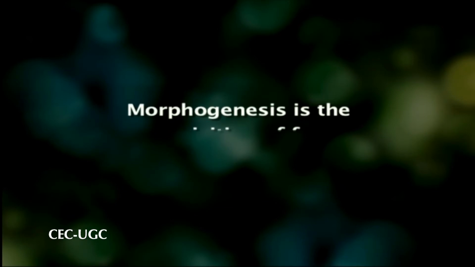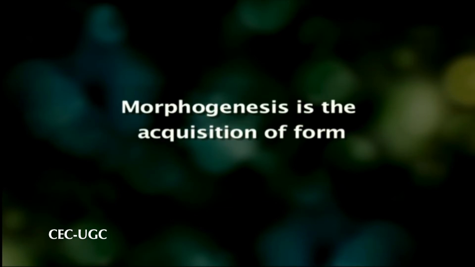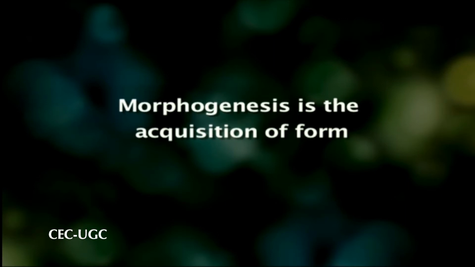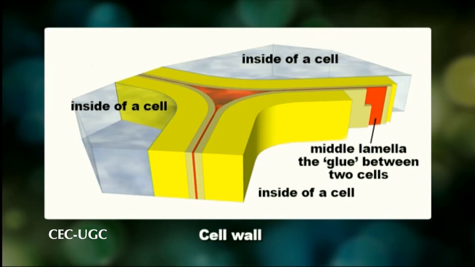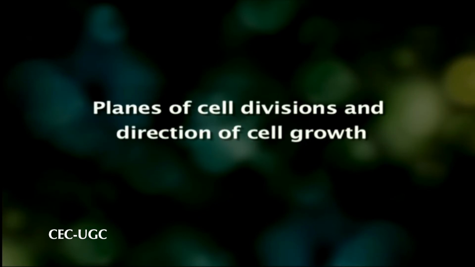Morphogenesis is the acquisition of form: how a plant or organism acquires its distinctive shape or form. Because plant cells generally are fixed in relation to each other and are cemented by the cell wall, morphogenesis in plants is essentially a function of planes of cell division and direction of cell growth. The control of these two processes therefore is central to the study of plant morphogenesis.